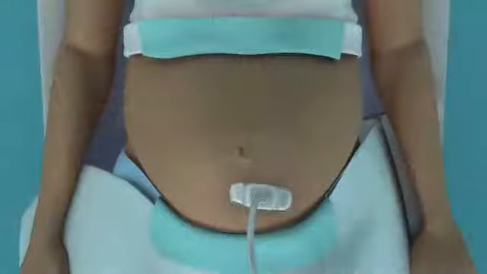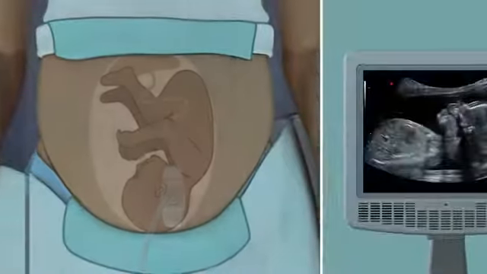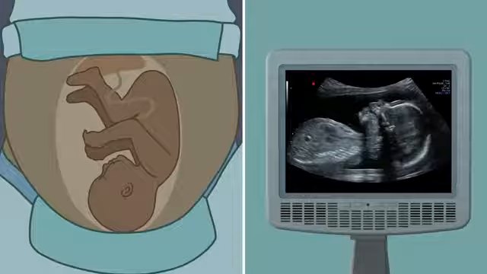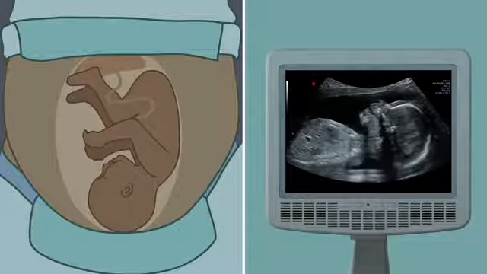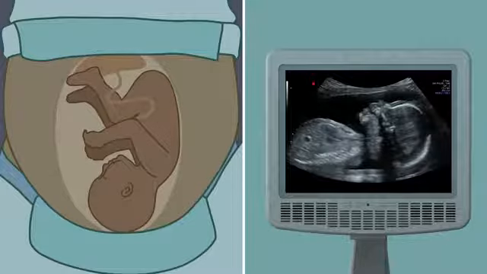Perform the first sweep by rotating the probe to obtain a longitudinal section of the fetus. Identify the positions of the fetal head and long axis of its body. The first measurements to take are the biparietal diameter, or BPD, and head circumference, or HC.